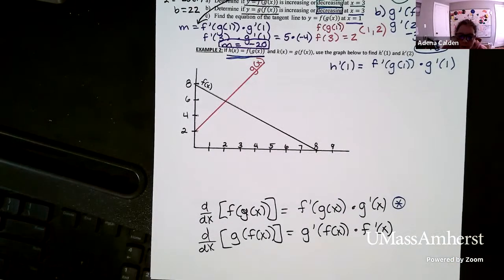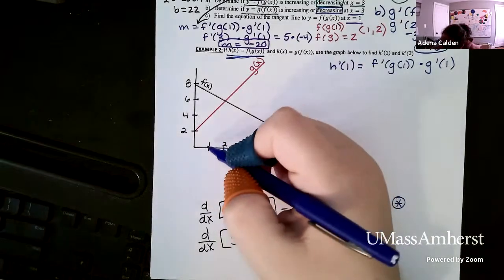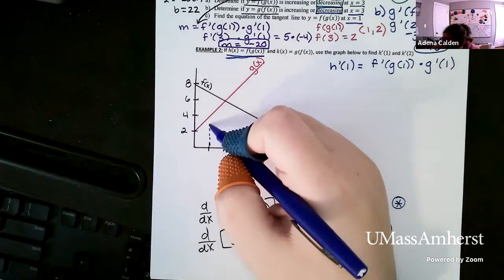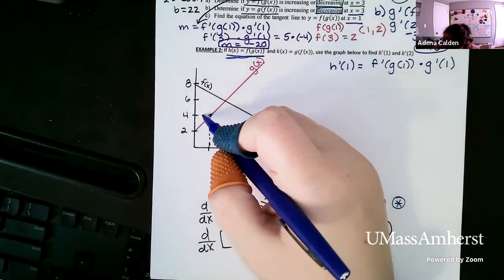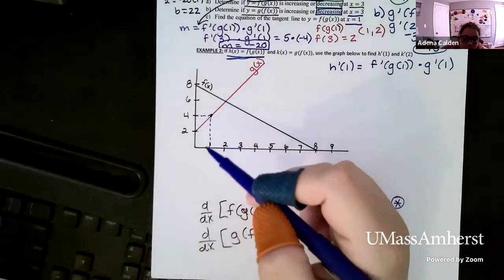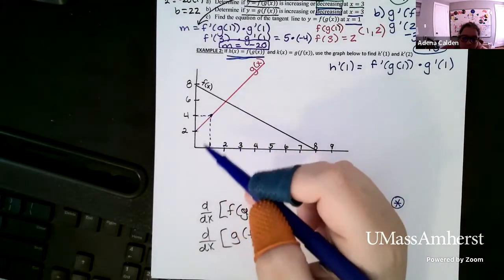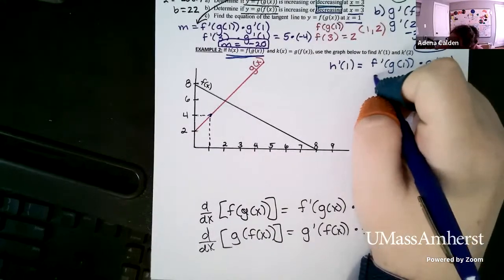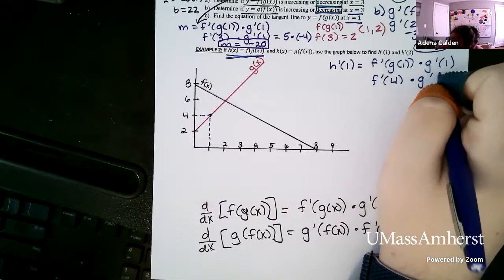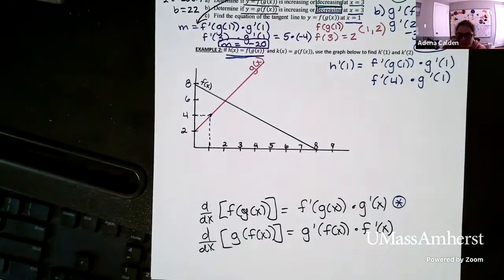So for g of 1, what I'm going to be doing is I'm going to be going to the g function, which is the red one. I'm going to go to 1, and I'm going to see what the y value is, right? So I'm looking for the functional value here. So g of 1, to me, looks like it's going to be at the value of 4, right? So the y value is going to be 4. So I'm going to substitute that in, and now I have f prime of 4 times g prime of 1.